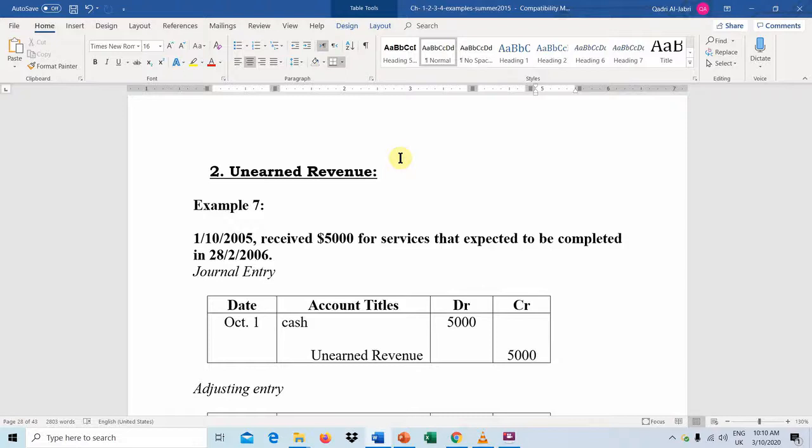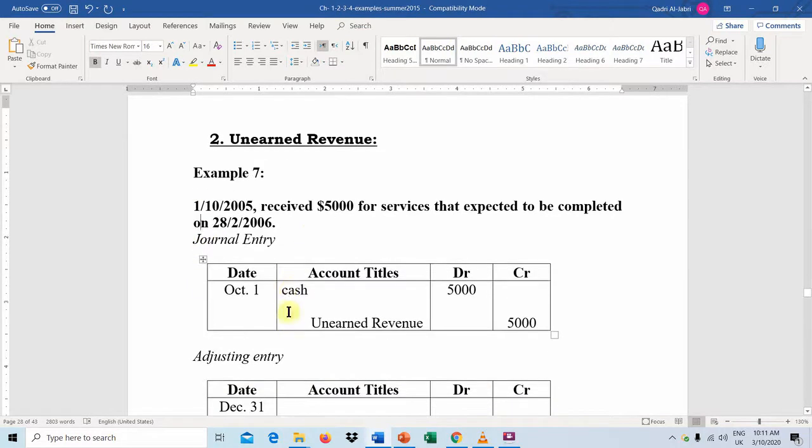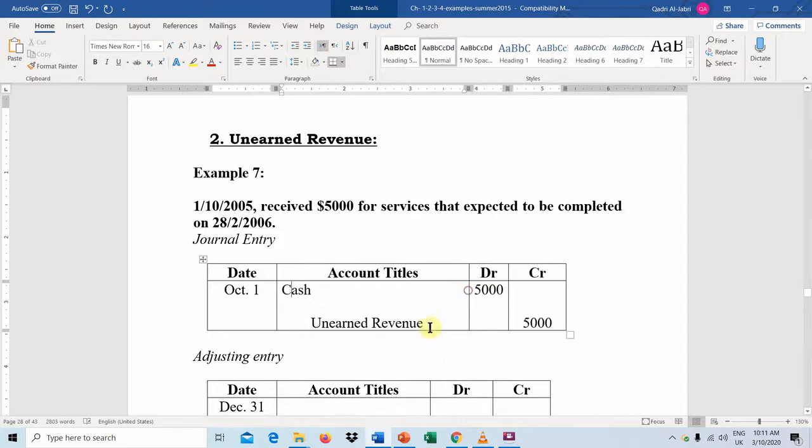Assume that on October 1st we received $5,000 for services that are expected to be completed on the 28th of February. So the journal entry here should be a debit for cash and a credit for unearned revenue. So the unearned revenue, this is a liability account.